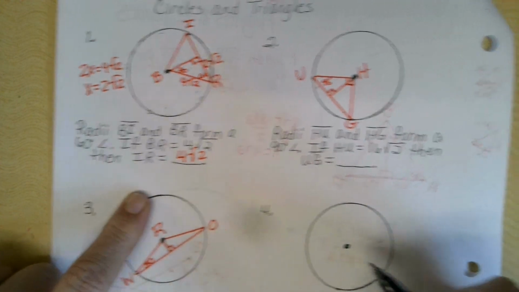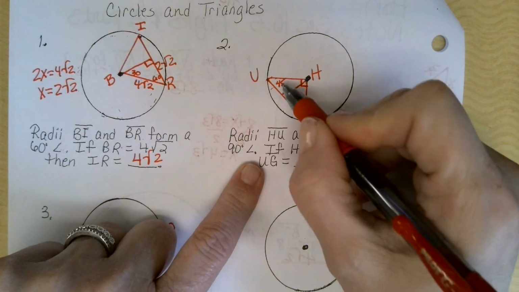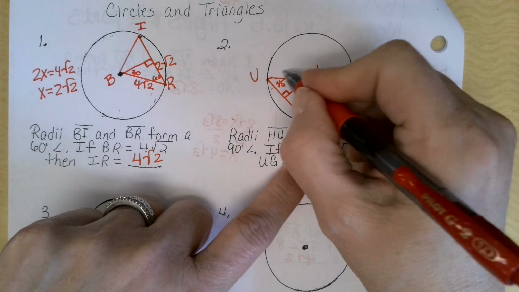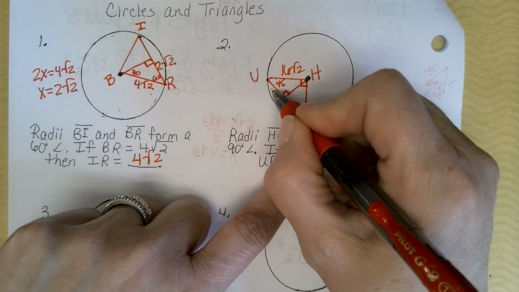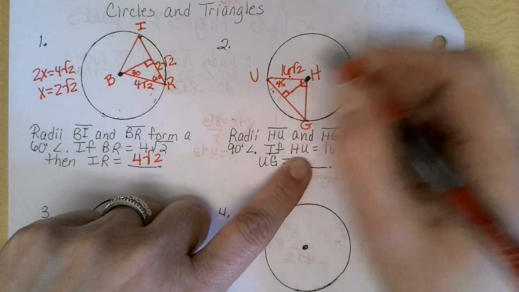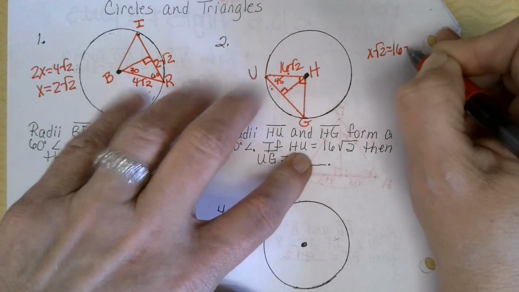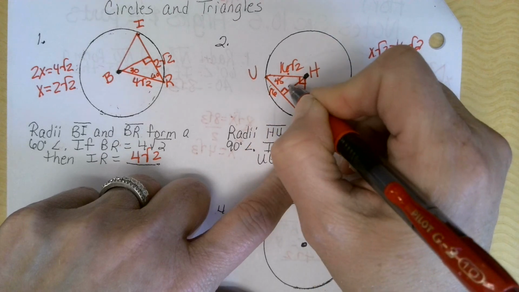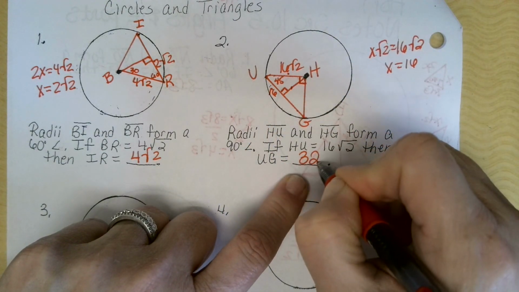Okay. Next one, number 2. So we have a 90-degree triangle. Drop the altitude. It becomes 45, 45. And HU is 16 radical 2. Okay, so this is x radical 2. If x radical 2 equals 16 radical 2, then x equals 16. So this piece is 16. This piece is 16. UG is 32.